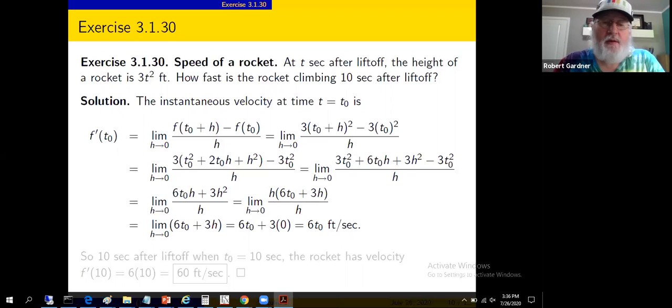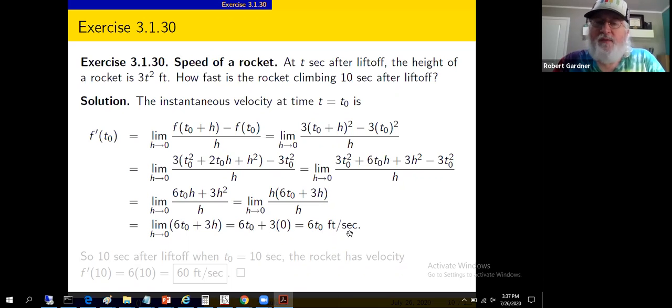Can you plug in the h now? Yeah. Why? Because we got a polynomial function. Actually, we got a linear function. Its graph is a line in terms of h. I don't know what t sub 0 is. The answer will have t sub 0 in it. But h gets close to 0. This quantity will get close to 6 t sub 0 plus 3 times 0. You can evaluate the limit by substitution because it's a polynomial. Theorem 2.2. I use it so much I remember the number and the name. And this reduces down to 6 t sub 0.